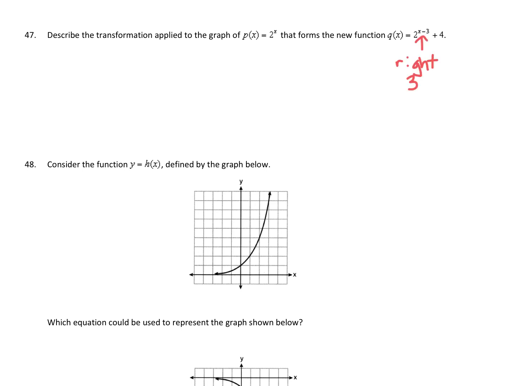Okay, I'm going to write this out in a minute. I'm just kind of labeling my notes. Now, if we look here to the end of the function, we added a number, right? We added 4. So if you add a number to the end of the function, doesn't that move us up? So that's moving us up 4 units.